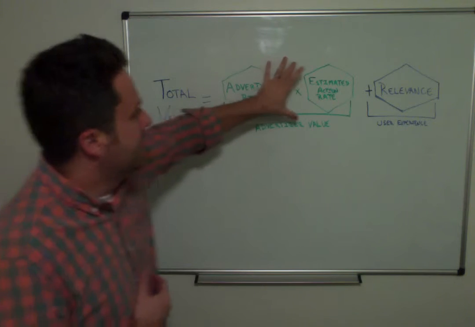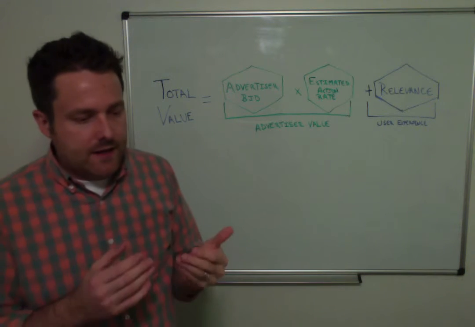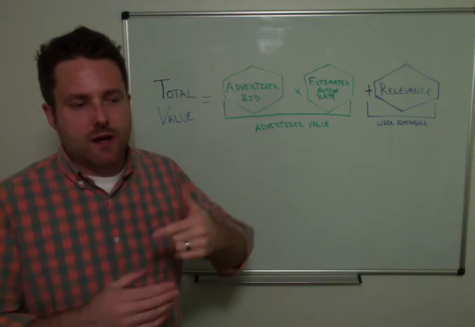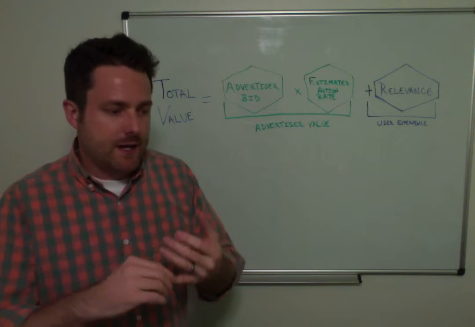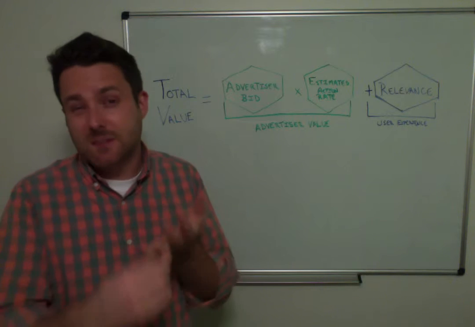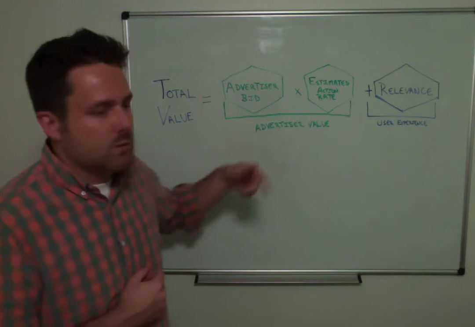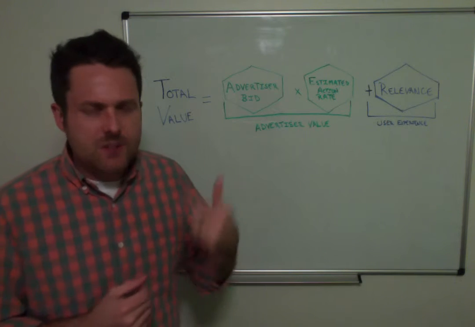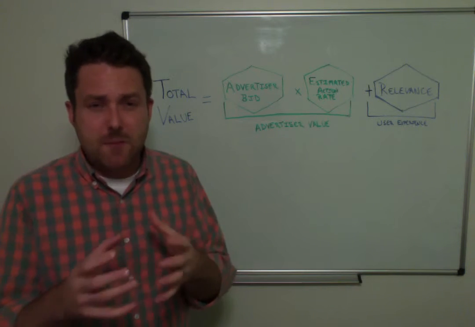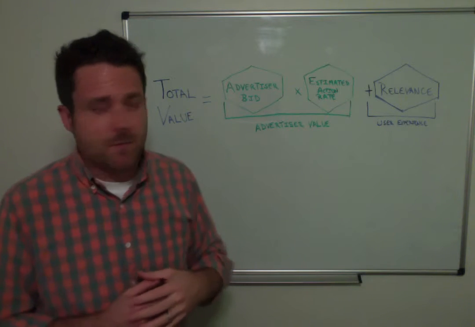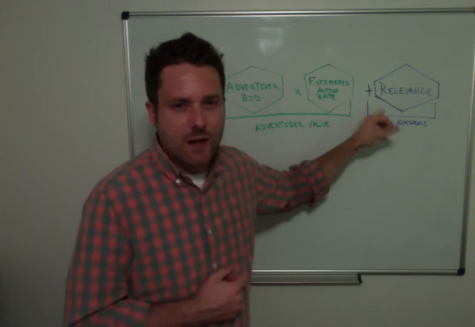And then the next portion of the equation is the estimated action rate. What that is, is Facebook estimating how this particular ad is going to perform, either an estimated click-through rate or an estimated conversion rate, depending on how you've set up that campaign and what you're optimizing it to. After a certain amount of interactions, Facebook will start to learn how effective that campaign is and develop the estimated action rate. And so you have these two elements multiplied together, and then you add in relevance.